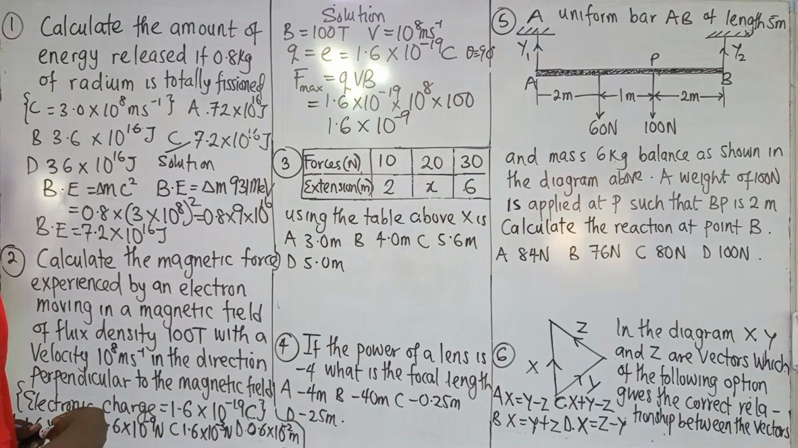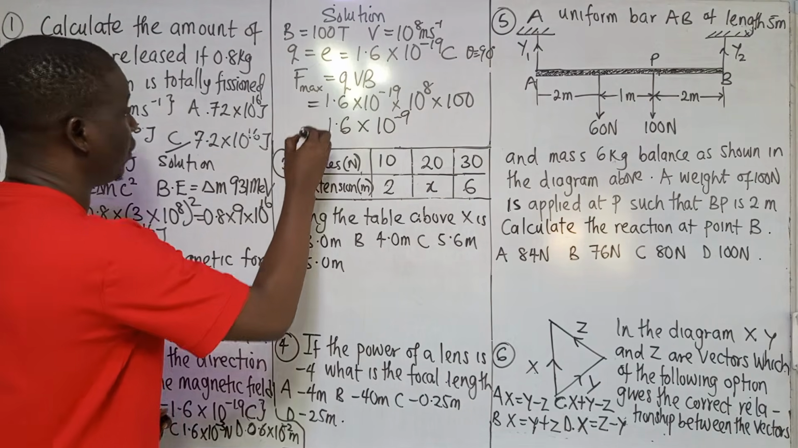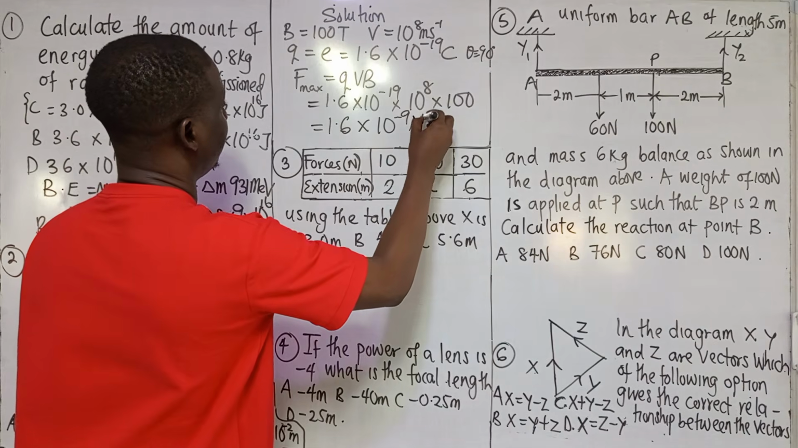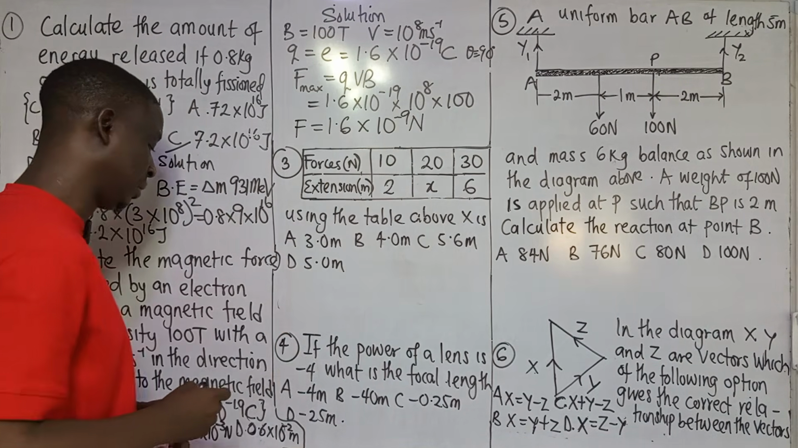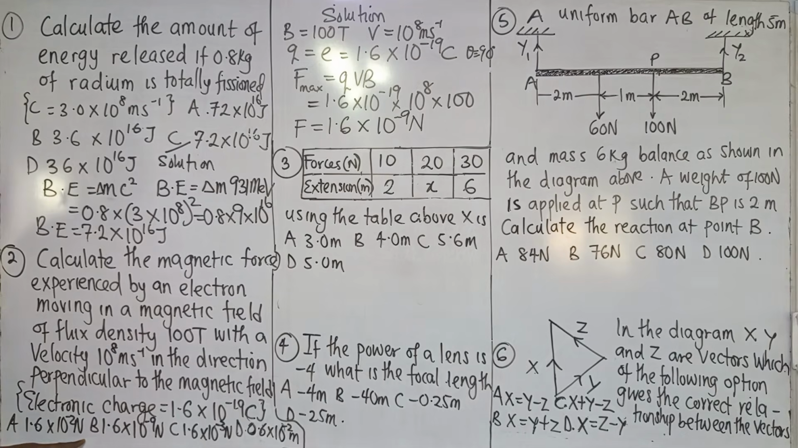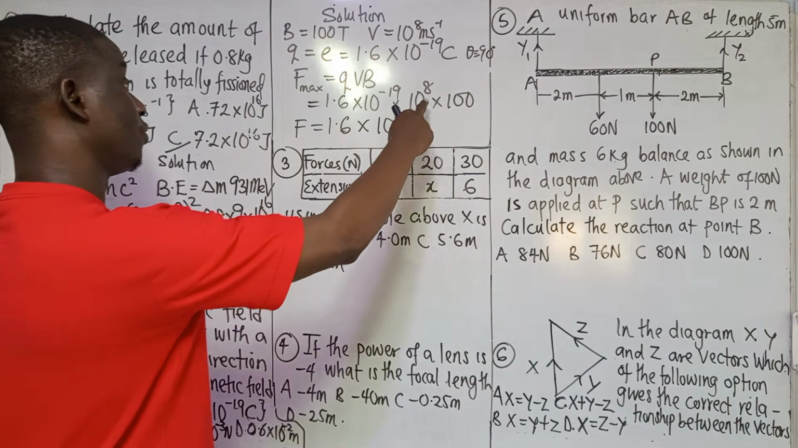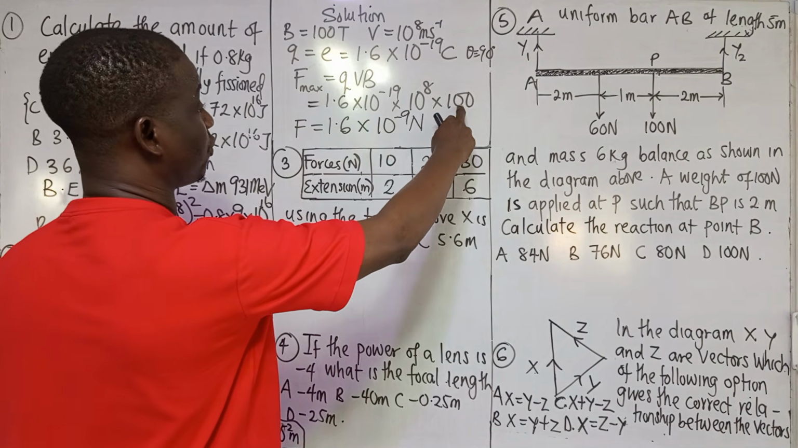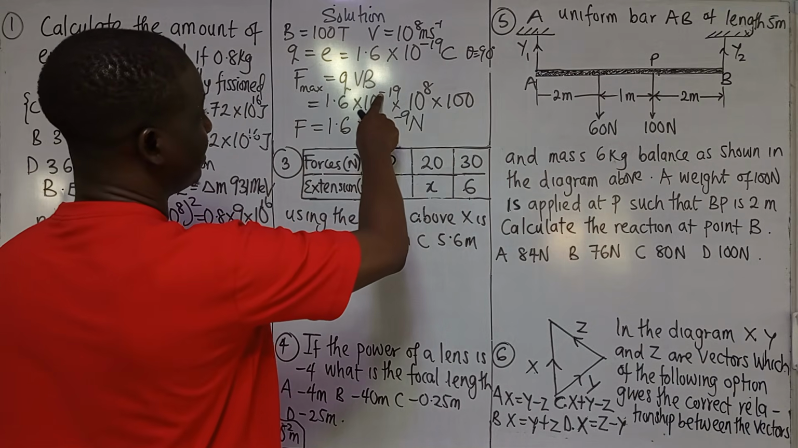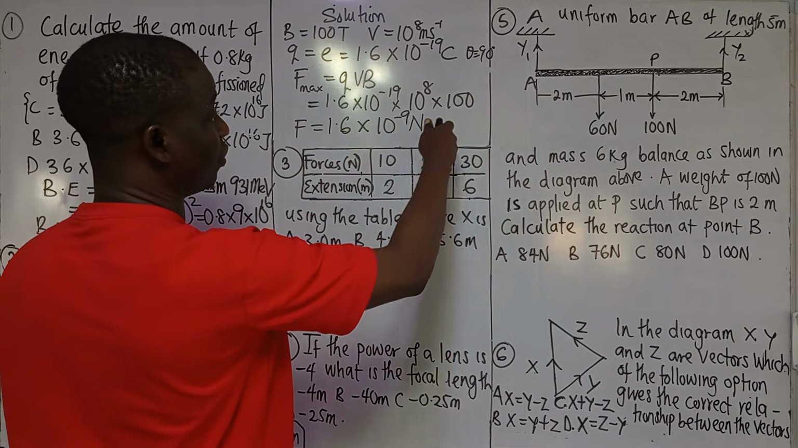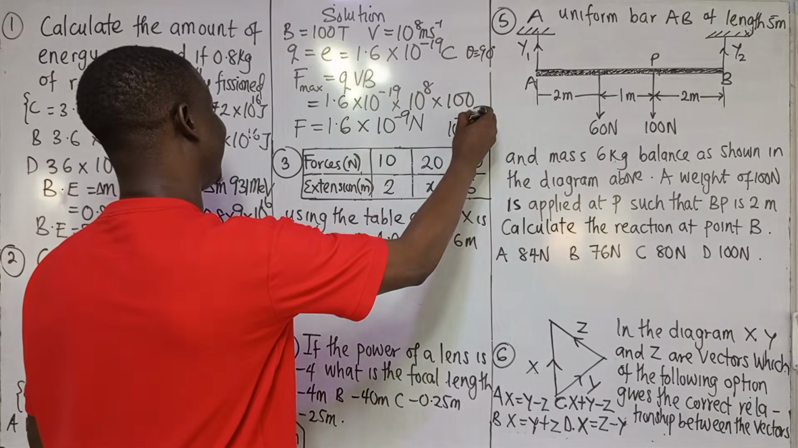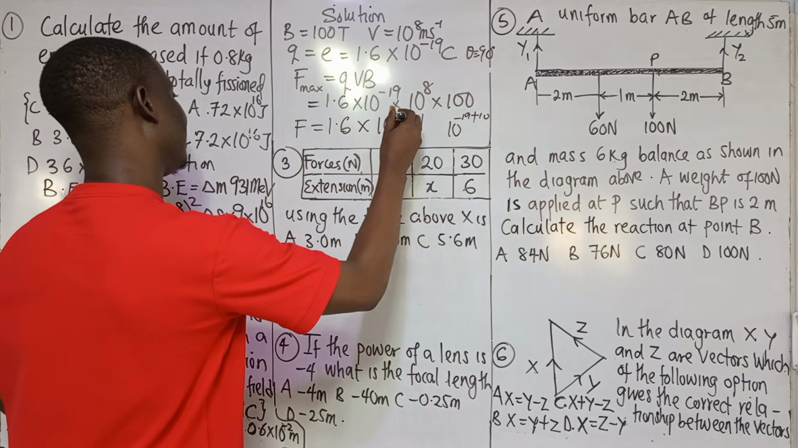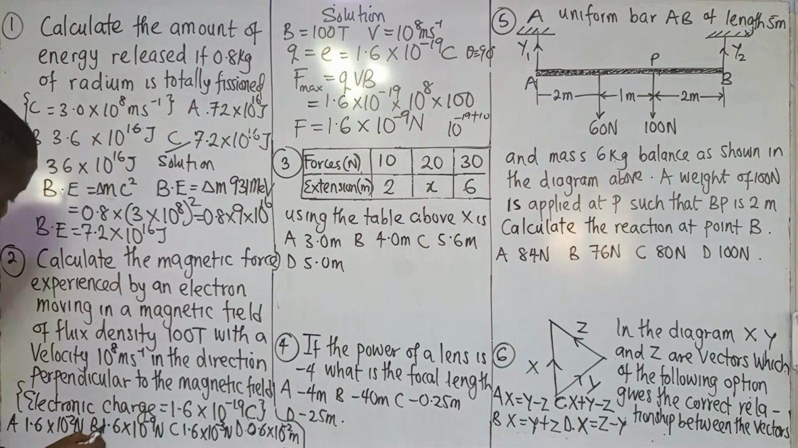So we look at the options. The answer will be B, which is 1.6 times 10 power minus 9 Newton. Don't forget that 100 is 10 power 2, so if you add this to 10 power 8, you get 10 power 10. Then if you take the indices, 10 power minus 19 plus 10 gives minus 9. That's how we have minus 9, which is option B.